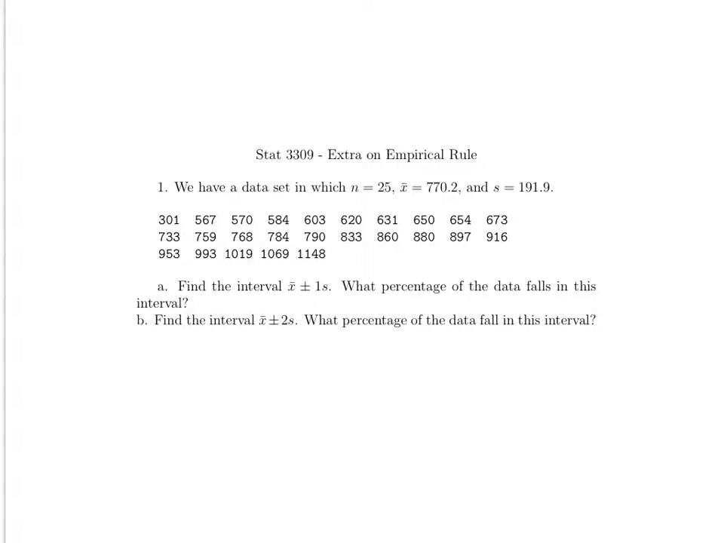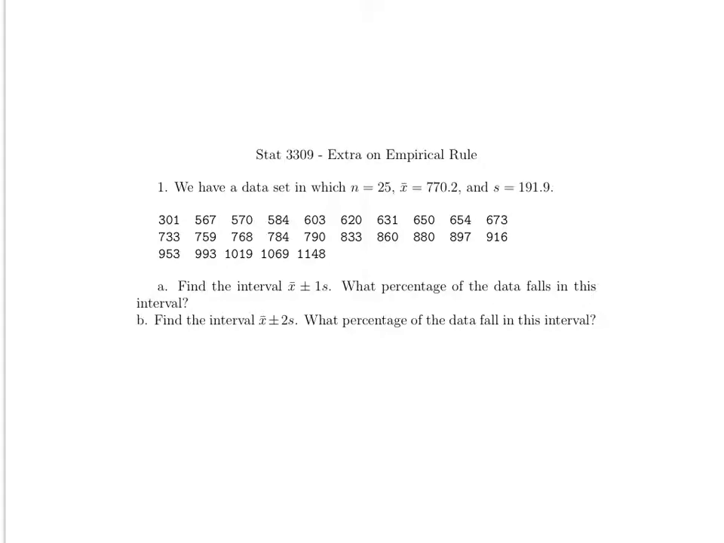Hi everybody. I thought I would do an extra problem on the empirical rule because it's a little bit tricky till you get used to counting up the data points. So anyhow, what we do is have a little data set here, and I have n of 25, x bar of 770.2, and s of 191.9. And here's your data set.